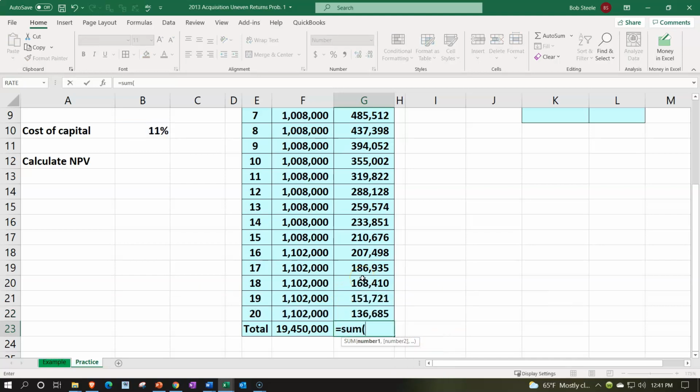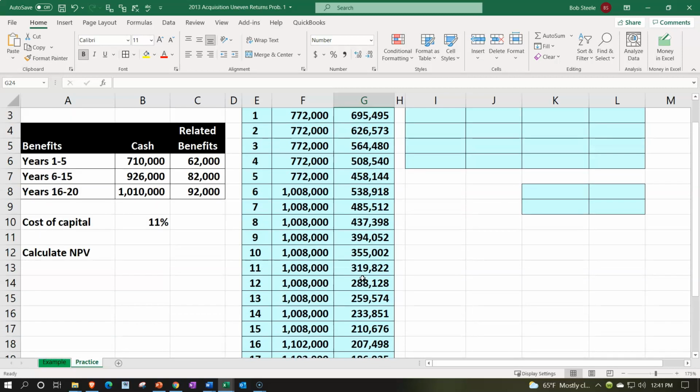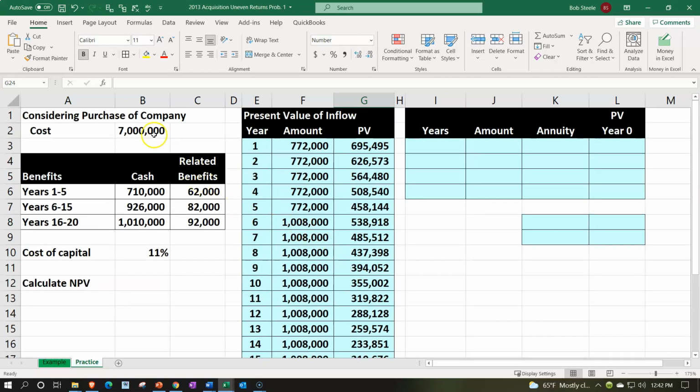Equals the SUM. Present value then, using the SUM, is going to be 7,727,414. Now we can compare that. Those are the inflows to the outflow, which is at period 0 of the 7 million. And that'll give us basically our net present value type of calculation.